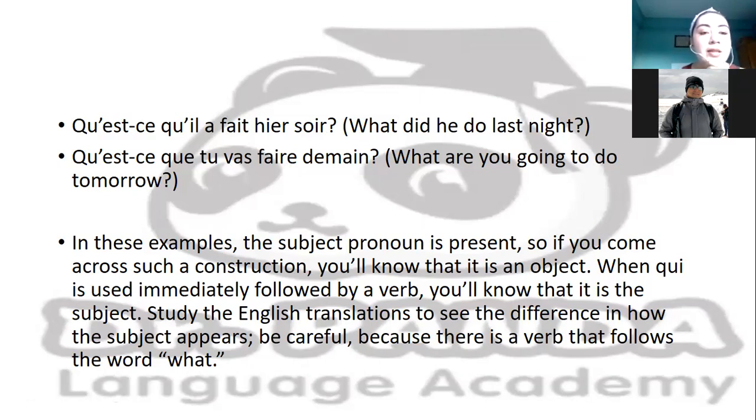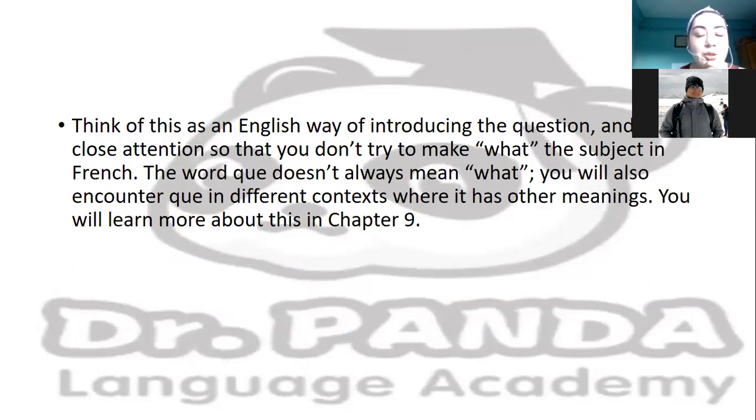Yes, very good. So in these examples, the subject pronoun is present. So if you come across such a construction, you'll know that it is an object. When it is used immediately followed by a verb, you'll know that it is the subject. So study the English translations to see the difference in how the subject appears. Be careful because there's a verb that follows the word what. Think of this as an English way of introducing the question and pay close attention so you don't have to make what the subject in French. The word que doesn't always mean what. You will encounter que in different contexts where it has other meanings.